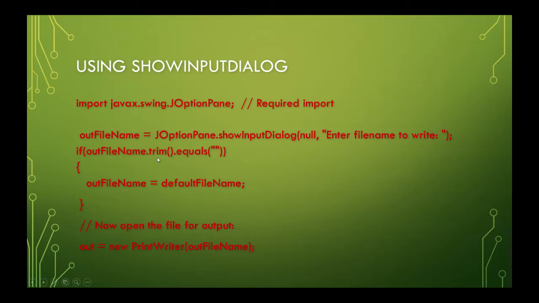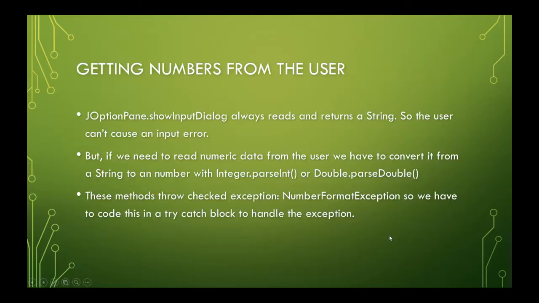Now we're going to trim out file name, which removes any leading or trailing spaces. And then if it turns out that it's equal to the empty string, that means the user just hit return and didn't enter anything. And what I did here in this code is I had a default file name to use. You can do whatever you want. You could error out, tell the user that they made a mistake, and loop and make them do it again. So here we're using the out file name, which is either given by the user or is the default if they didn't do anything, to open a new file. All right, let's go and look at this in NetBeans.